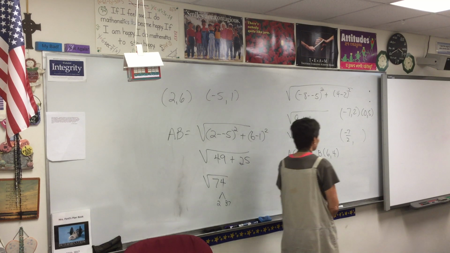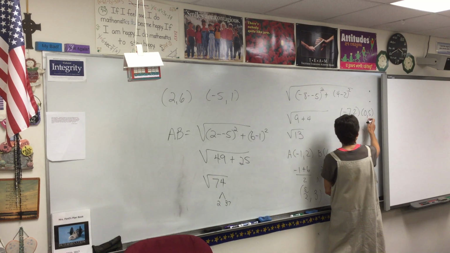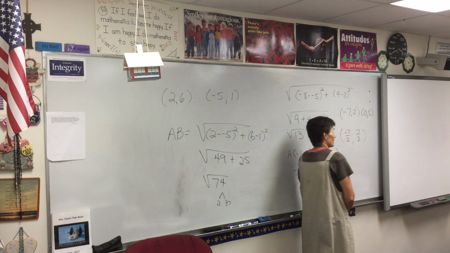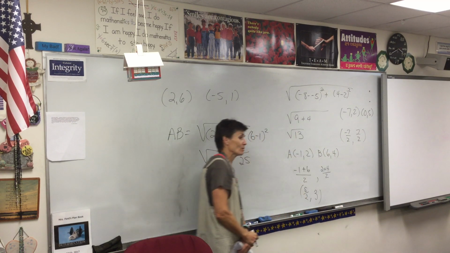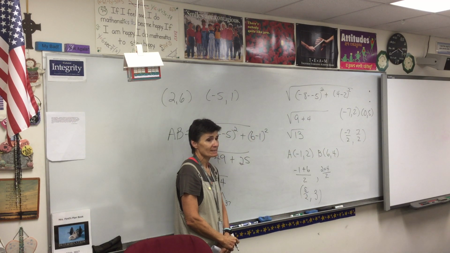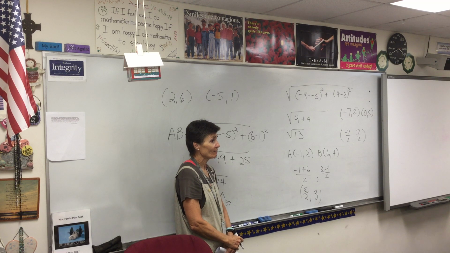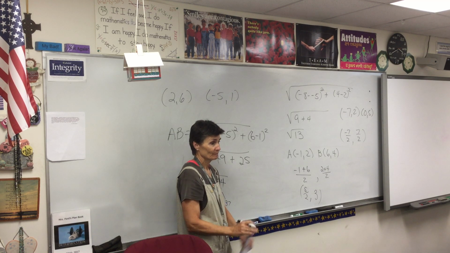Now let's add our y's. What do we get when we add our y's? 7/2. Midpoint is average. You add and divide by 2.